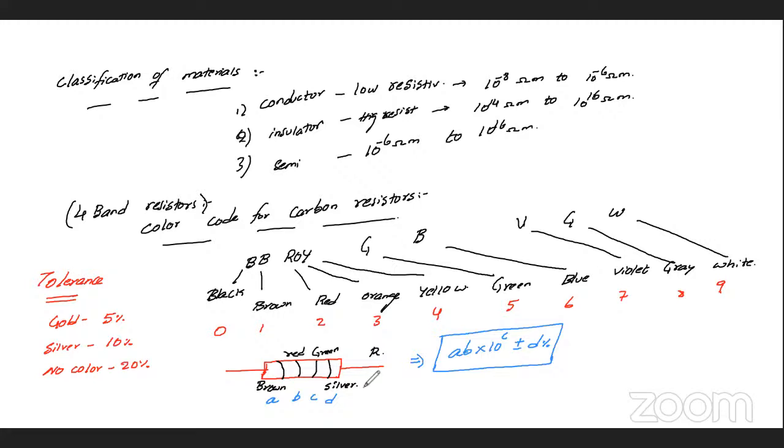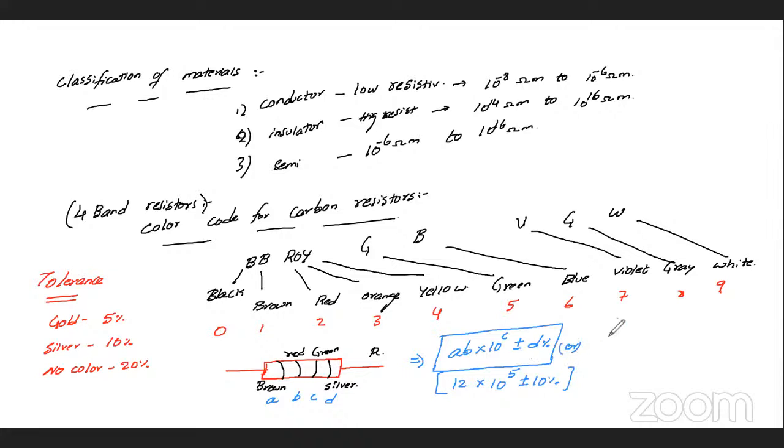So, what is the number for brown? Brown is 1. The next one is red, which is 2, into 10 power C. C is green, and green is 5. So 10 power 5, plus or minus the tolerance. It is silver, and silver is 10%. So the value of the resistor is 12 into 10 power 5, plus or minus 10%. Remember, AB is just joining.